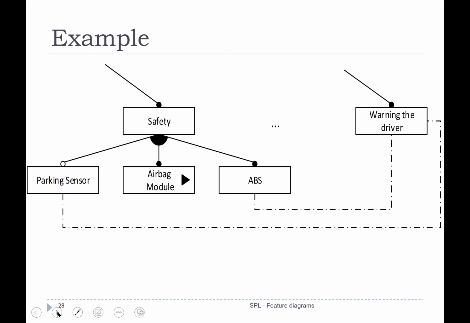Okay, so I have the safety aspect. Okay, but I also have another system that has a feature that warns the driver. Now you can see this over here is coming from a different subtree or different tree branch than this one over here. Okay, so safety in itself as a feature is decomposed into parking sensor, the airbag module, and the ABS. The warning of the driver is not a safety module, but is a feature that we want to have. So we say we can implement the warning of the driver, okay, by using ABS or parking sensor or both.